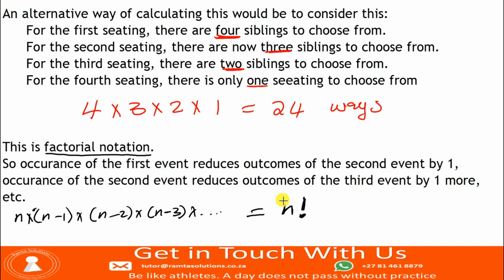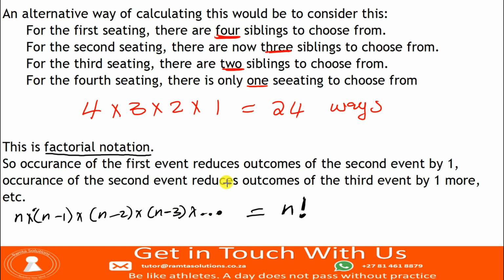Remember what I had said. Occurrence of the first event reduces the outcomes of the second by 1. Occurrence of the second reduces the outcomes of the third event by 1, and so on. As you can see, there were 4 at first. So the second event will be reduced by 1, meaning it will be 3. The third will be reduced by a further 1, meaning it will be 2. The fourth will be reduced by a further 1, making it 1. Can you see that? This is factorial notation.